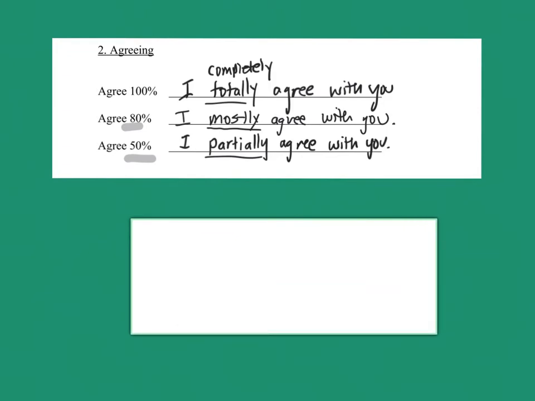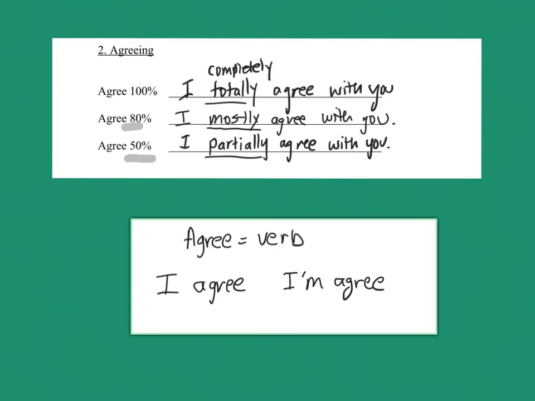Let's take a moment to talk about the grammar of agree. So agree is a verb. It's an action, like I run, I talk, I agree. Many times I hear students say, I'm agree. I think that's because students think it's an adjective, but no, that's not correct. I agree. I agree with you. I mostly agree with you. I partially agree with you.